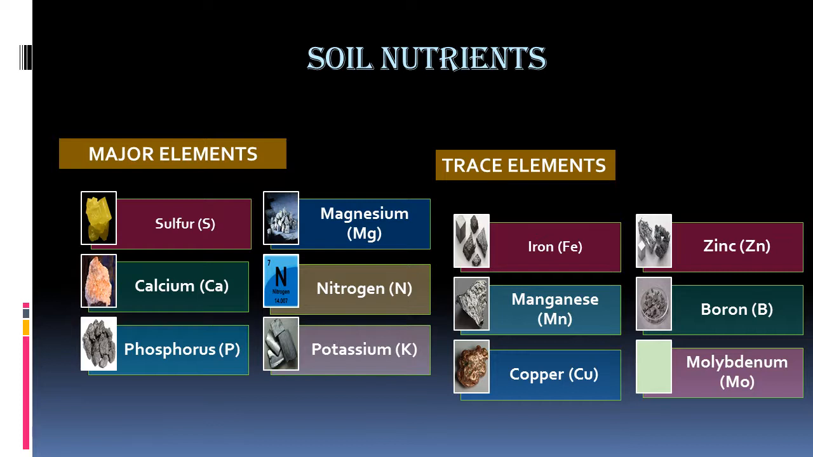The three main nutrients are nitrogen, phosphorus and potassium. Together they make up the trio known as NPK. Other important nutrients are calcium, magnesium and sulfur. Plants also need some quantities of iron, manganese, zinc, copper, boron and molybdenum, known as trace elements, because only traces are needed by the plants.